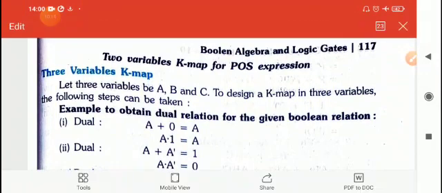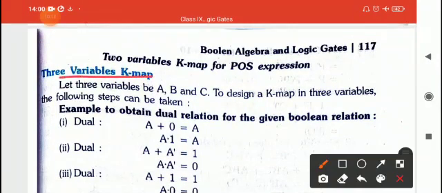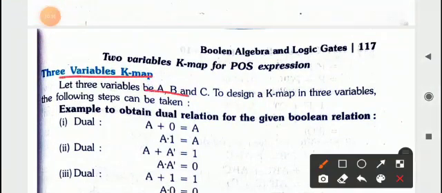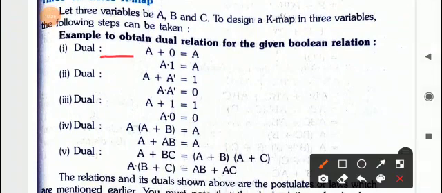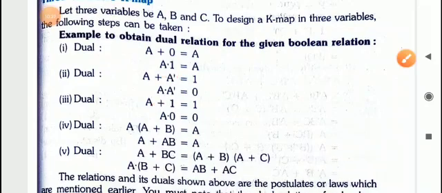Next we have the 3 variable type. The 3 variable K-map also uses A, B, C and is designed to use K-map in 3 variables. Now here are some rules, like the dual of A plus 0. So what you have to do is change 0 into 1 and plus into dot. So you can see here this is on the basis of the principle of duality how the change has been made.